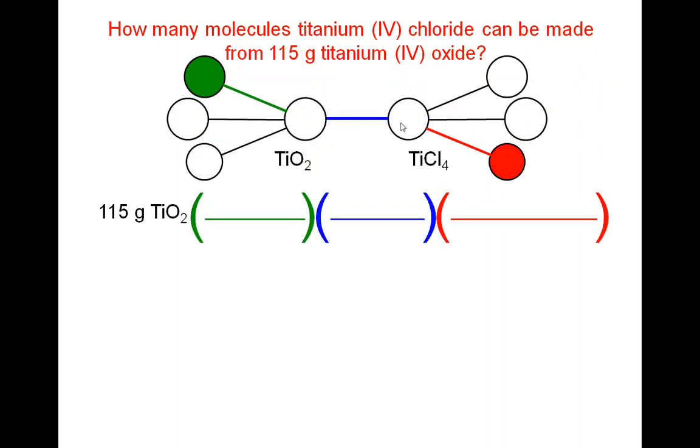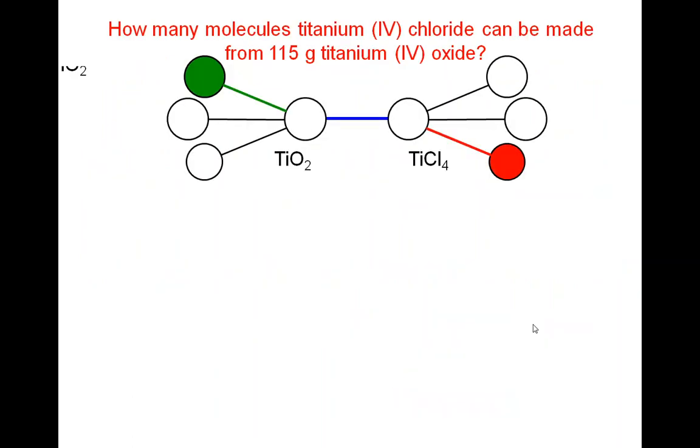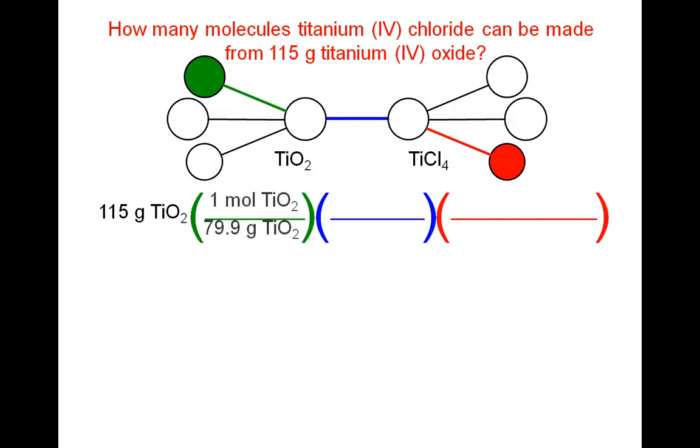1, 2, 3 steps. Bam, right there. Now, we don't want grams of titanium oxide. They go on the bottom, moles on top. We just, from the previous page, we know it's 79.9 grams of titanium oxide in 1 mole. Now, remember, 1 mole is as long as you're going from grams to moles.